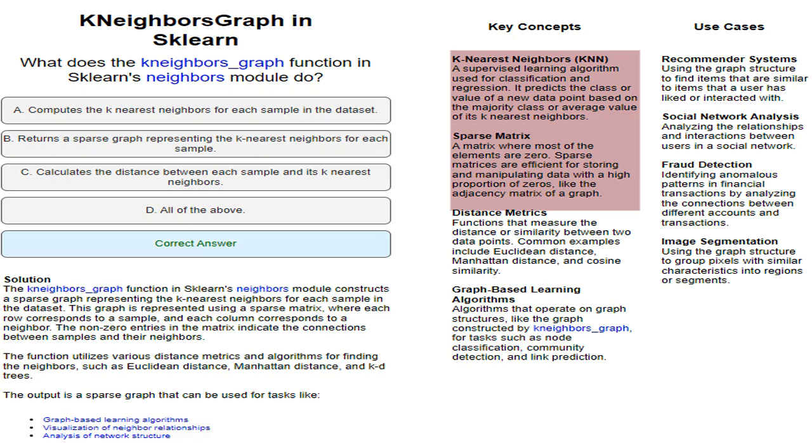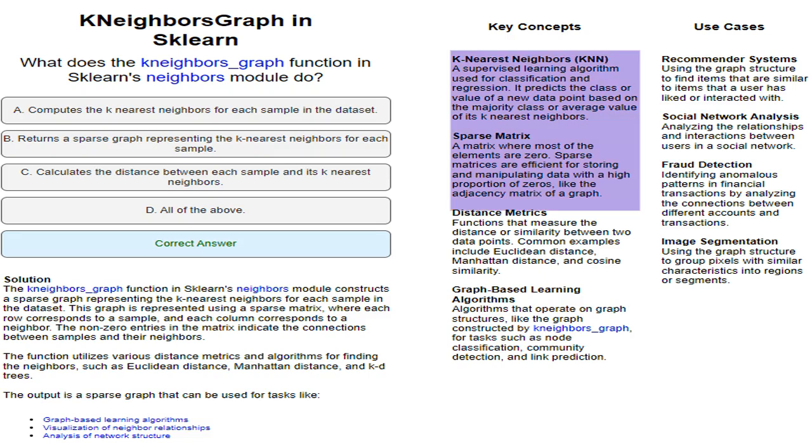A supervised learning algorithm used for classification and regression. It predicts the class or value of a new data point based on the majority class or average value of its k nearest neighbors. Image classification, determining the category of an image based on its similarity to known images. Recommendation systems, suggesting items to users based on their preferences and the preferences of similar users. Fraud detection, identifying suspicious transactions by comparing them to known fraudulent activities.